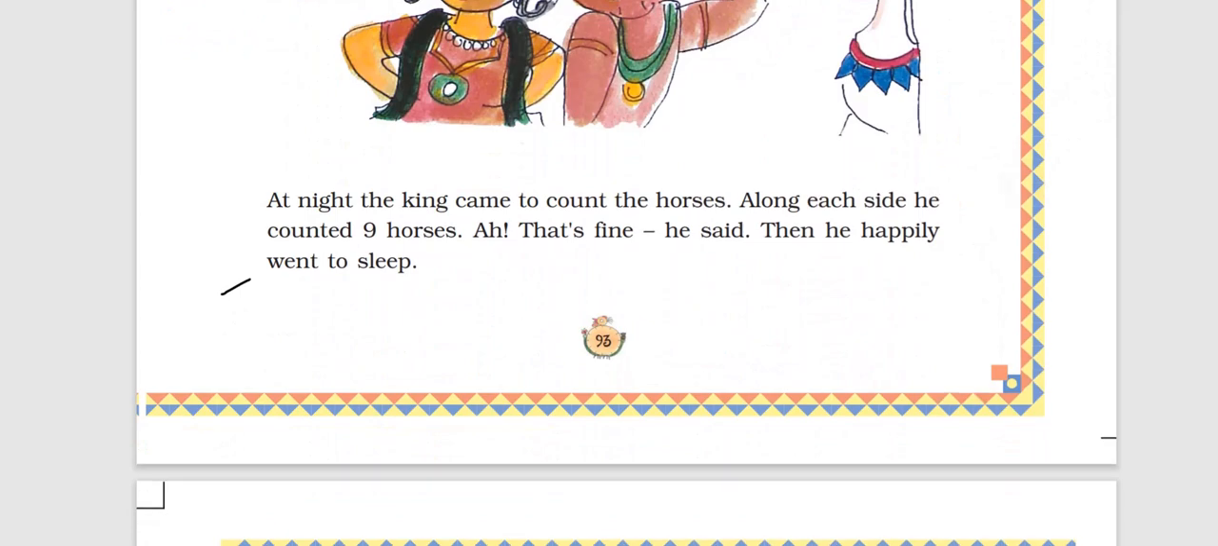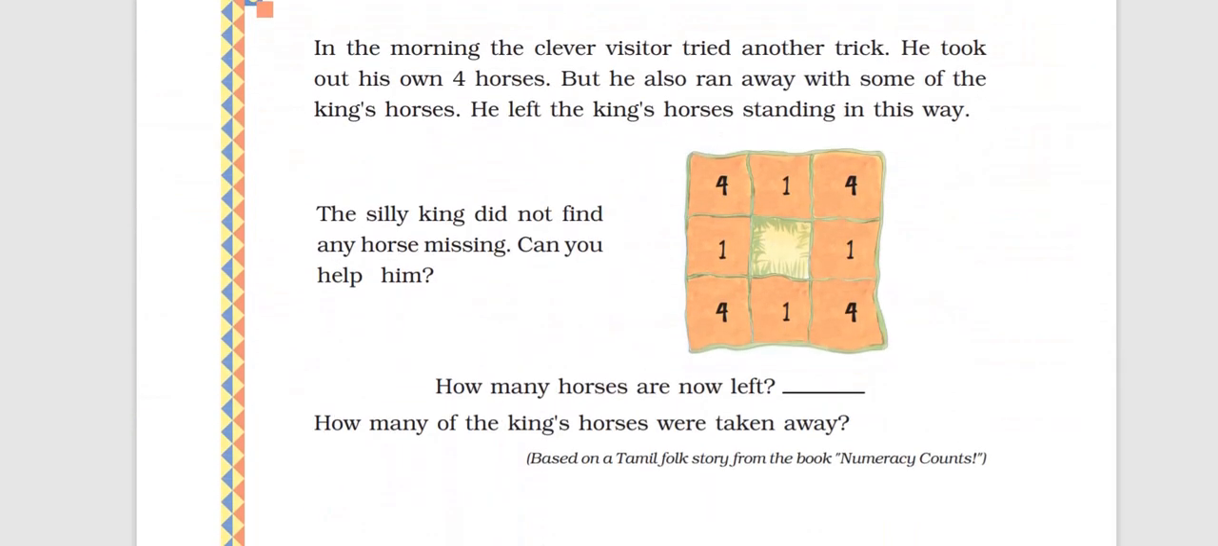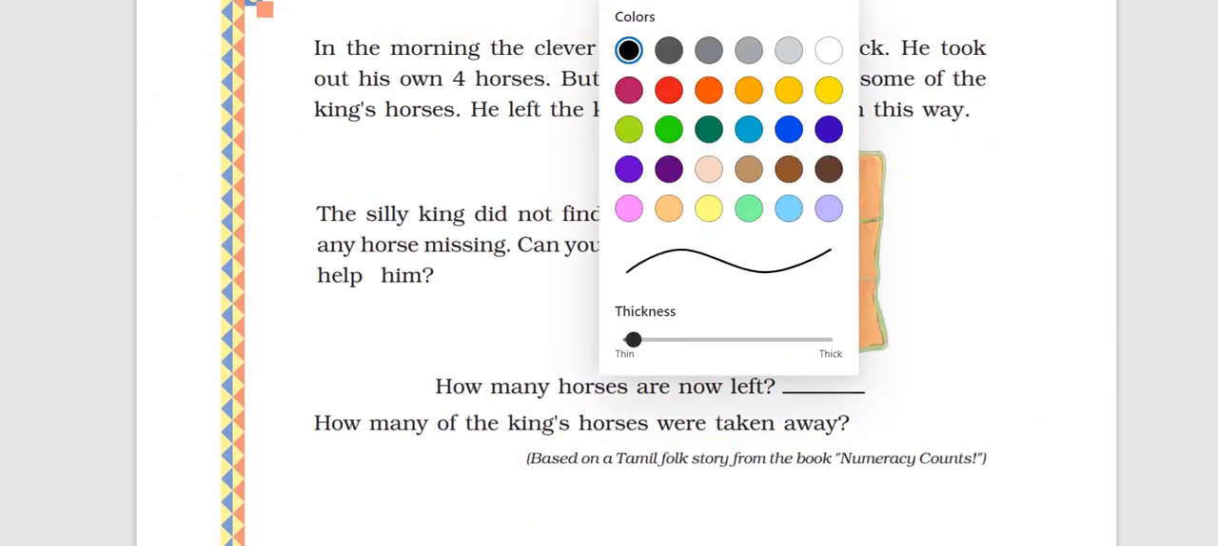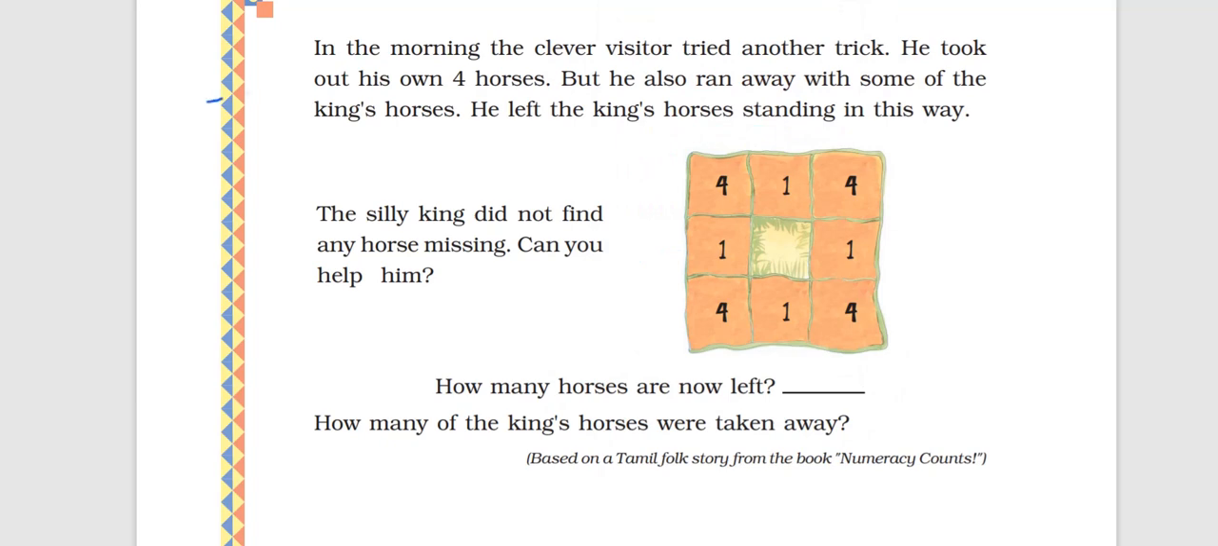Now, what happened? The king thought everything was fine. In the morning, the clever visitor tried another trick. He took out his own 4 horses, but he also ran away with some of the king's horses. He left the king's horses standing in this way. What did he do? He put 4 plus 1 plus 4, which is 9, right?